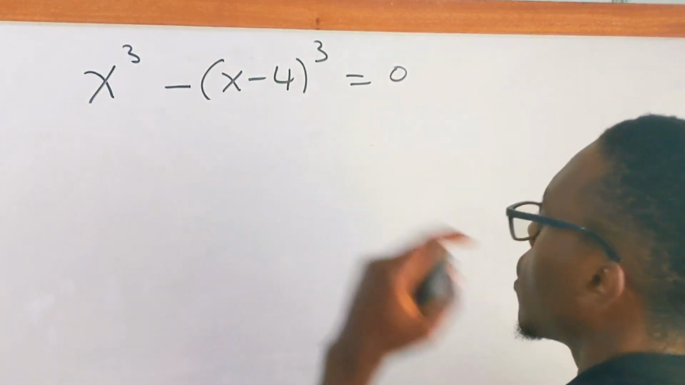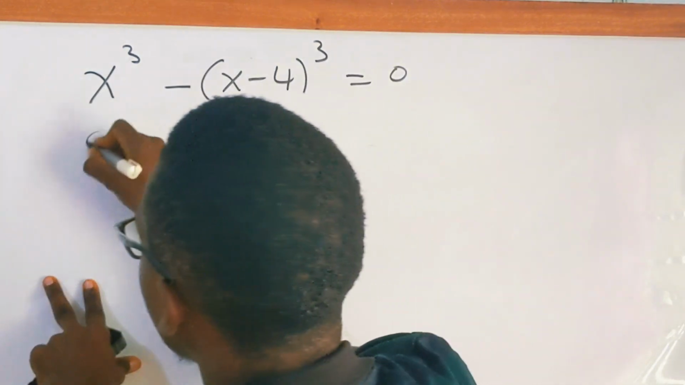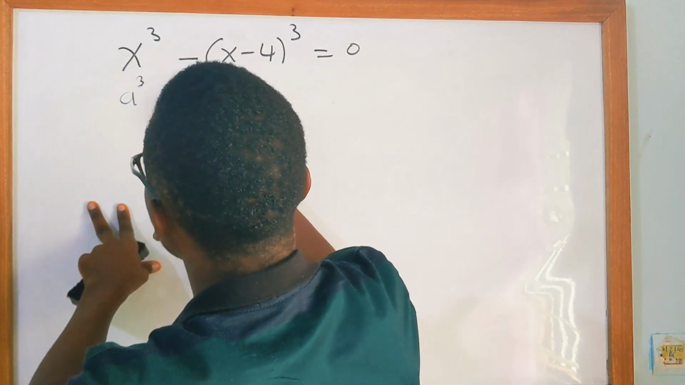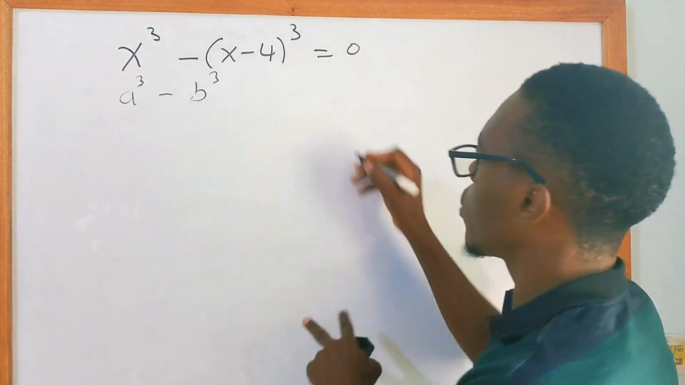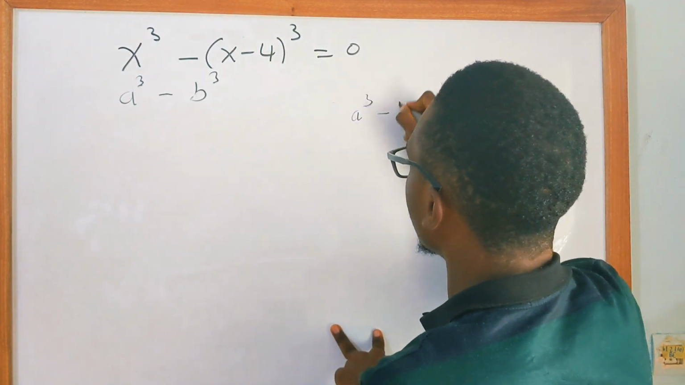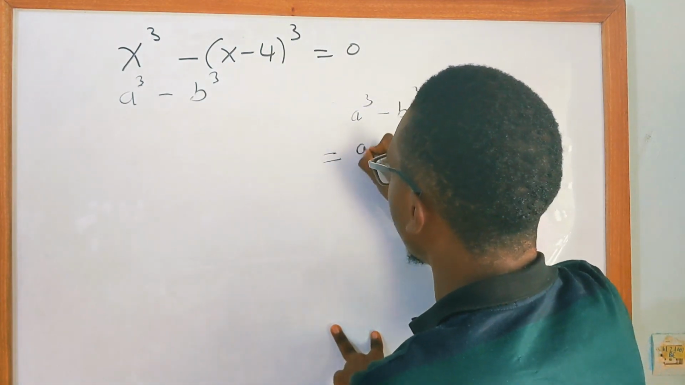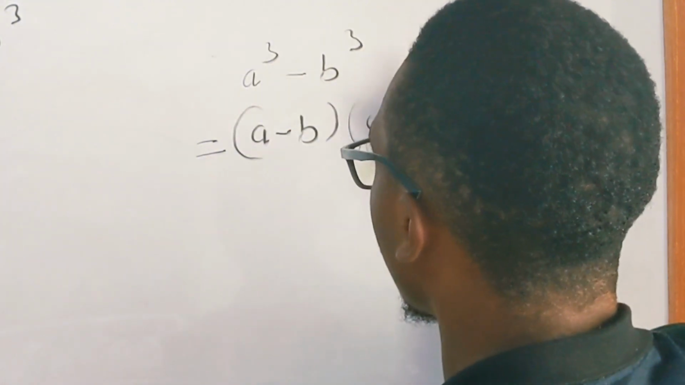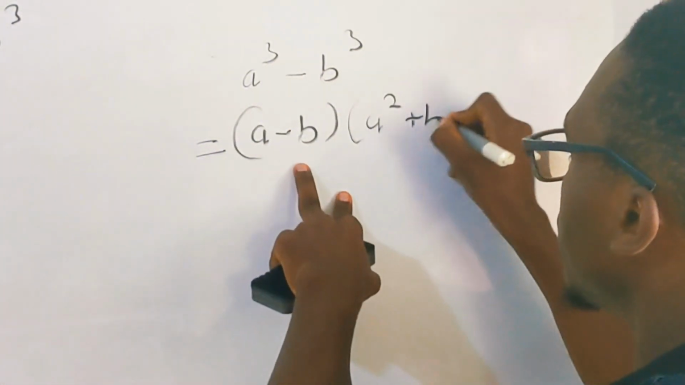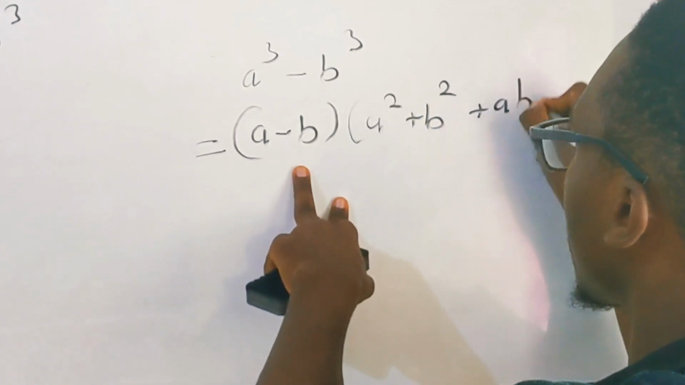Let's move on. Okay, you're having this x cubed minus this. What are you looking at here? This is equal to what? Like a cubed minus b cubed. Are you seeing it? We know that a cubed minus b cubed is equal to what? A minus b into what? A square plus b square plus ab.